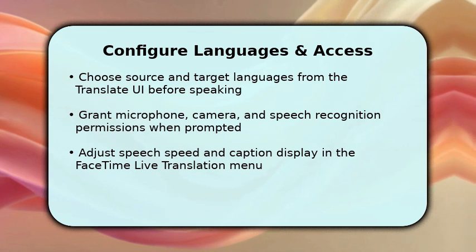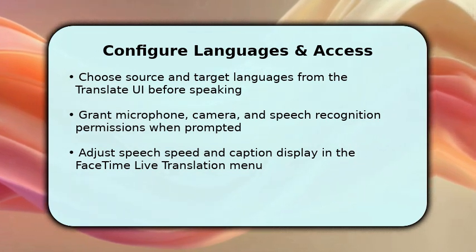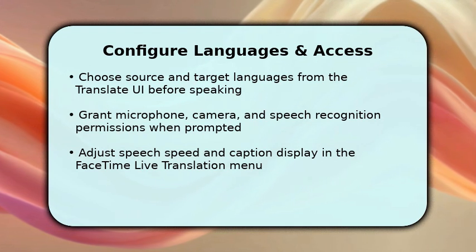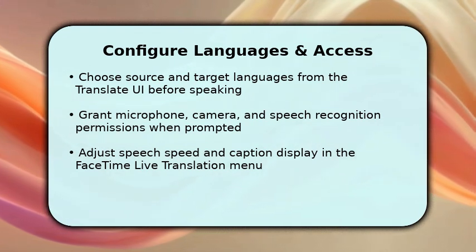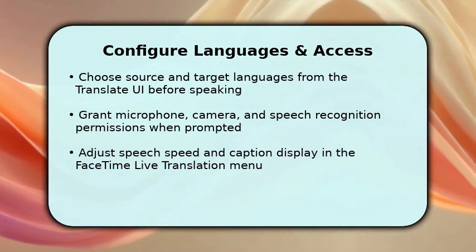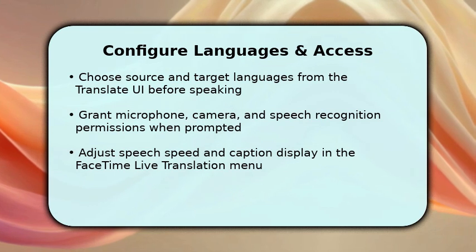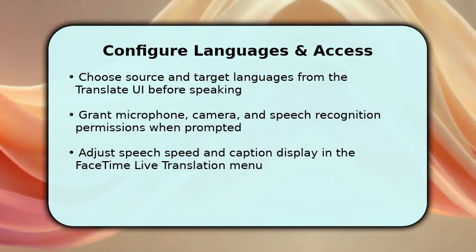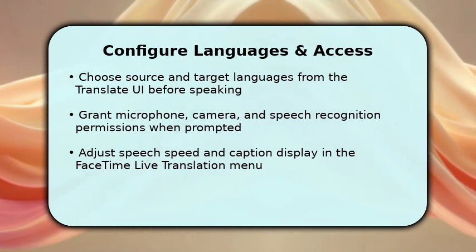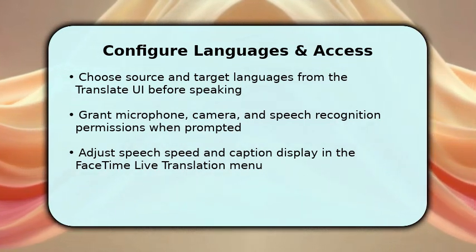You must grant microphone and speech recognition permissions so live translation can capture and process audio in real time. Next, adjust speech speed and caption size to suit conversation pace. Slower speech reduces errors. Once those settings are applied, test with a short phrase and confirm the translated audio or captions appear for both parties before moving into longer dialogue.